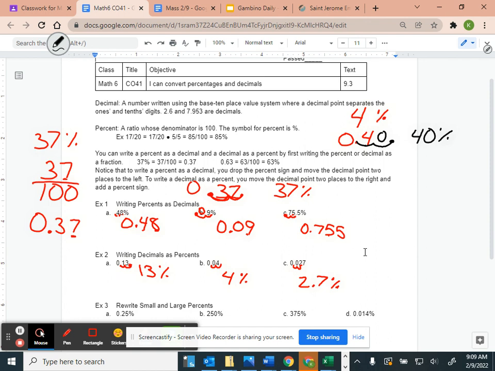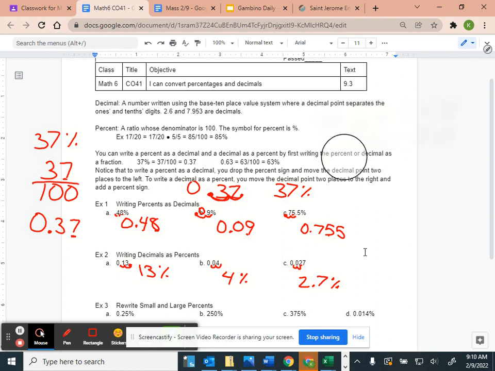So 4% should be 0.04. Your last digit should be in that hundredths place. Move that decimal point over 2 places. It is a very common mistake that many students make. So be careful when they give you a decimal that's just 0.4 or they give you a 4%. Make sure if it's 4%, that 4 is in the hundredths place.